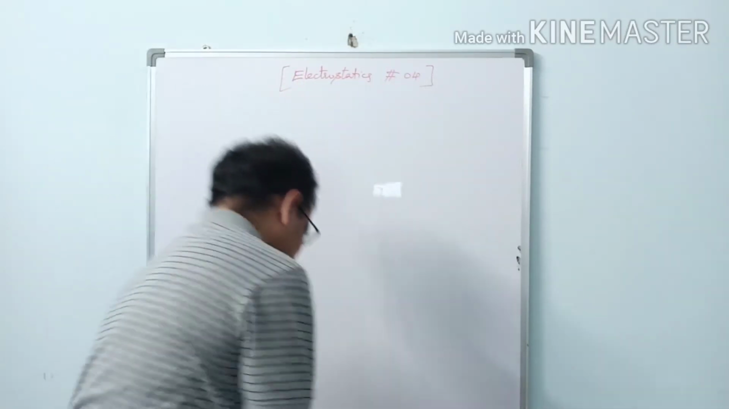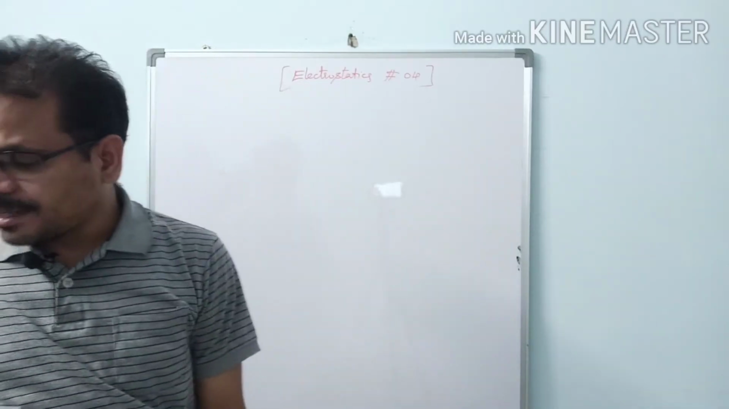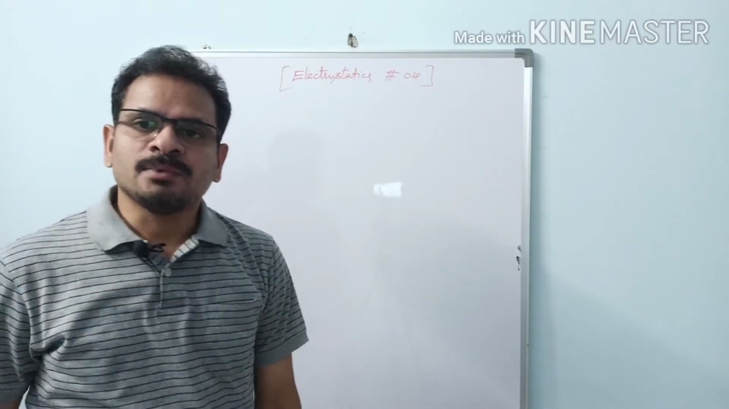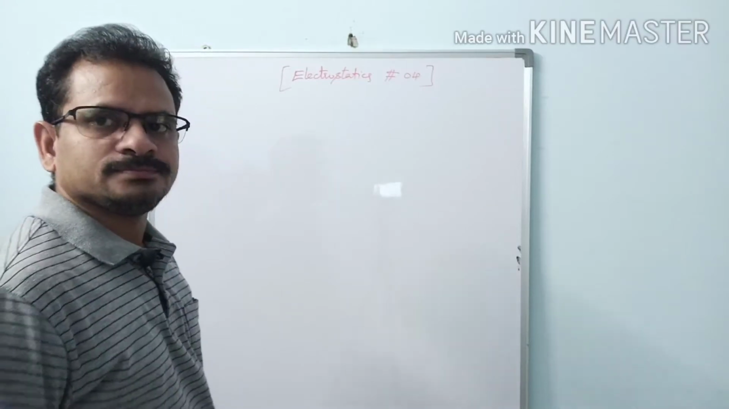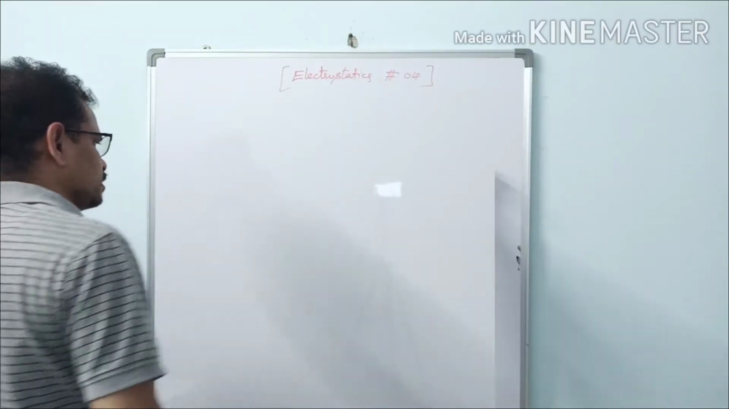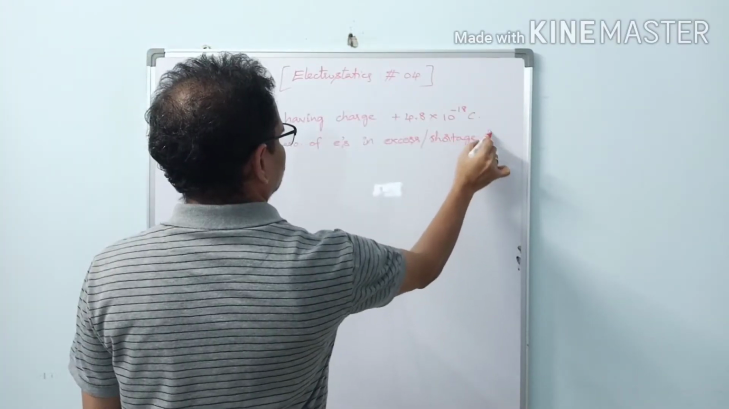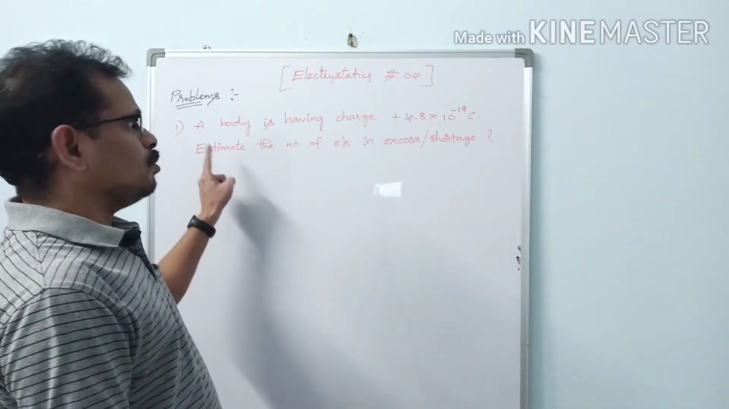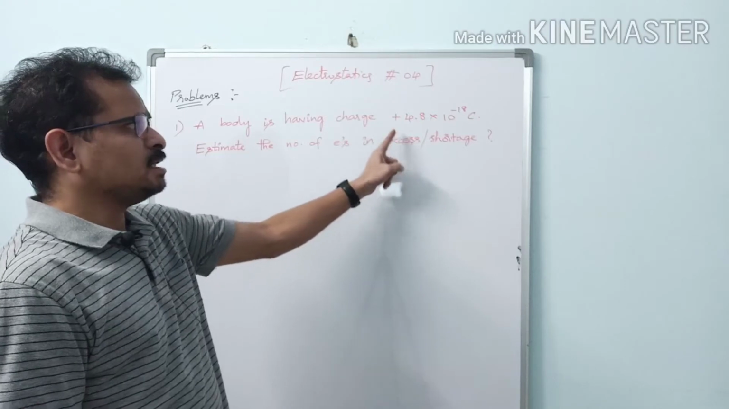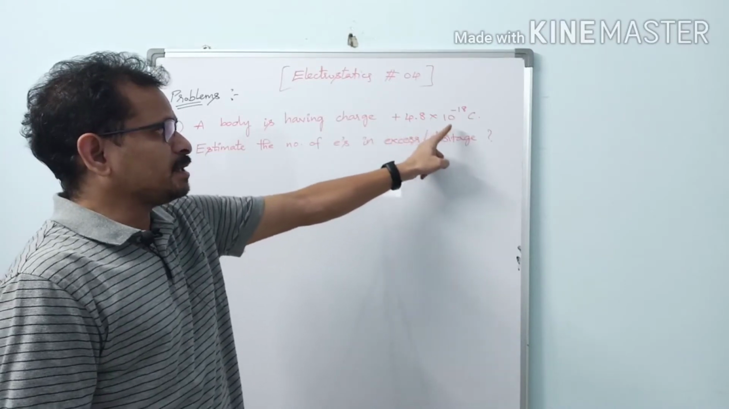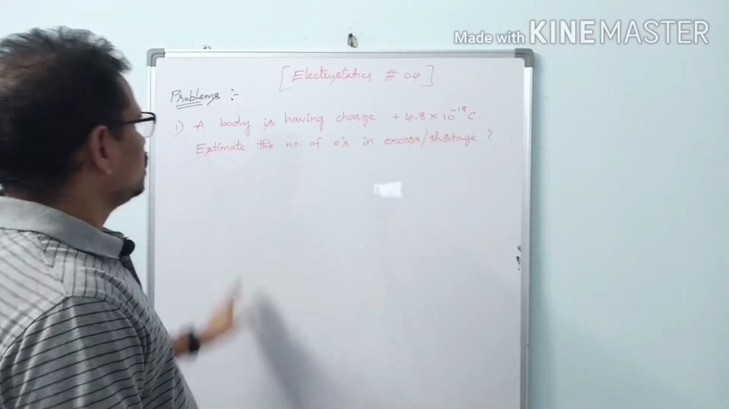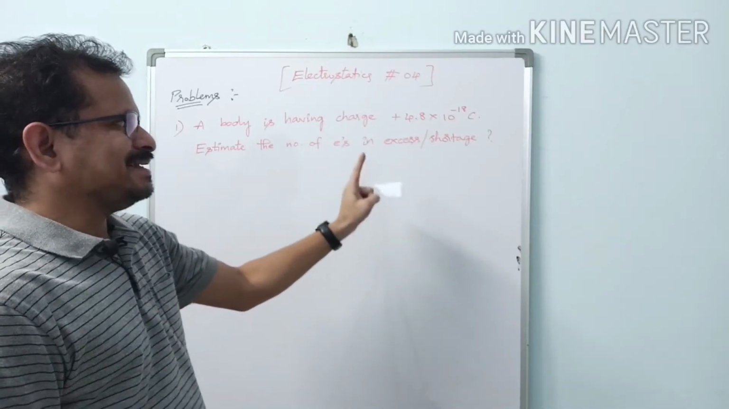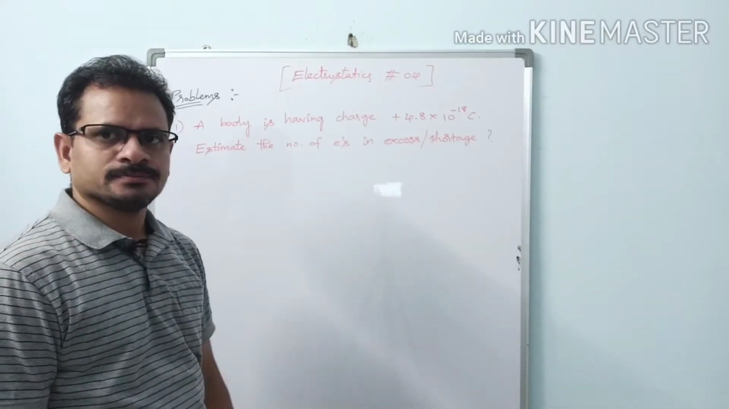In the previous video, electrostatics part 3, we discussed Coulomb's law. Now let us check the problems here. This is the question: a body has a charge of plus 4.8 into 10 power minus 19 coulombs. Estimate the number of electrons in excess or shortage.